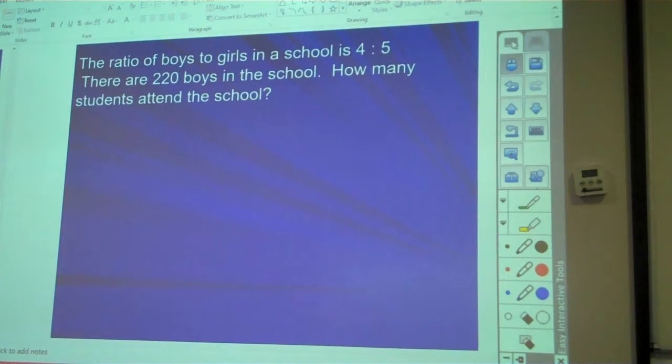So this is slightly different. The ratio of boys to girls in a school is 4 to 5. There are 220 boys in the school. How many students attend the school? Jack, tell me what to do.